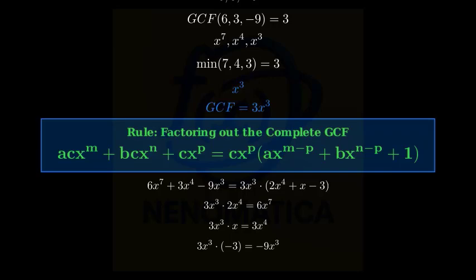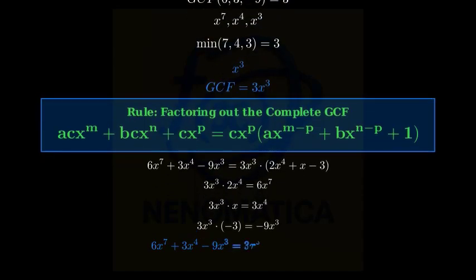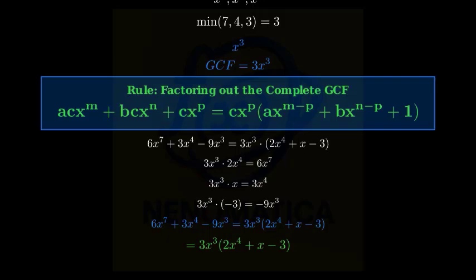3x^3 times 2x^4 equals 6x^7. 3x^3 times x equals 3x^4. 3x^3 times negative 3 equals negative 9x^3. So our factored expression is 3x^3 times the quantity 2x^4 + x − 3.